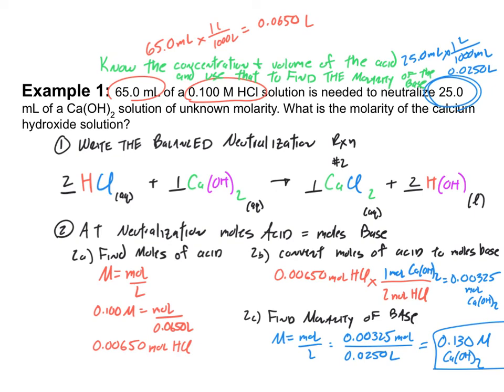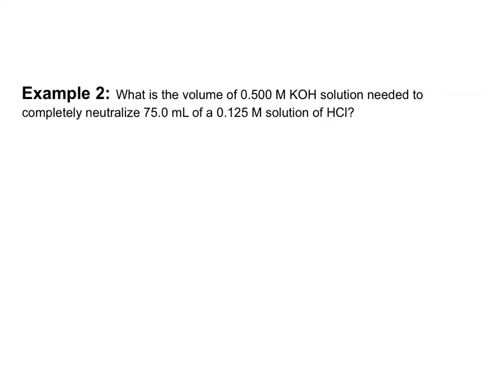Okay, so now we're going to do one more final example. And in this one it says, what is the volume of 0.5 molar KOH needed to completely neutralize 75 milliliters of 0.125 molar HCl? So again, we have an acid and a base. So I'm going to start with writing the equation, just like we did last time.